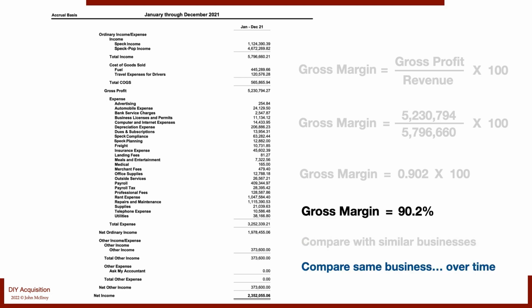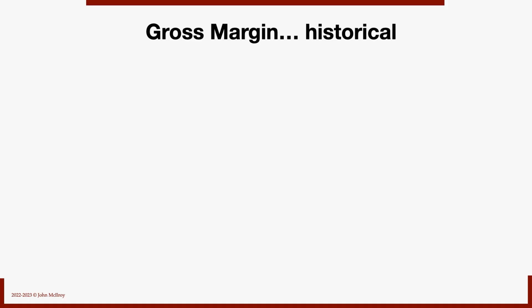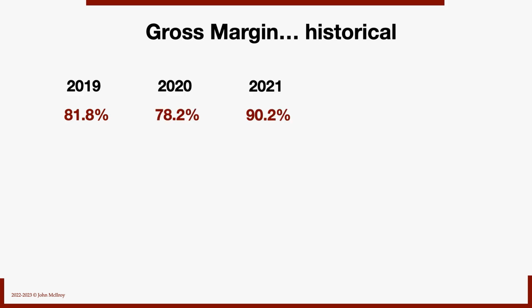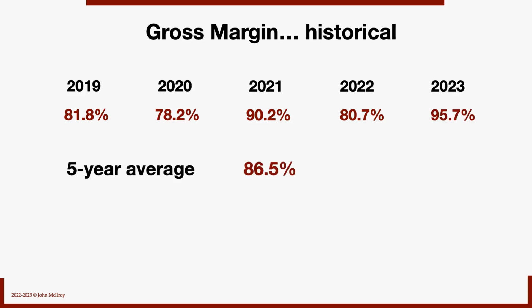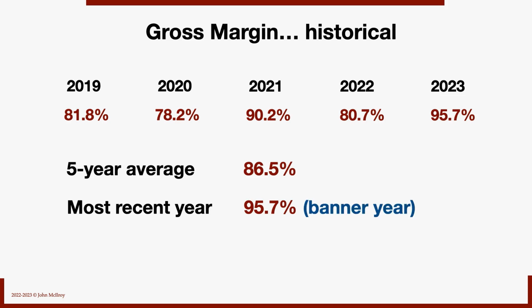We can also compare this business over multiple time periods to see if gross margin is getting worse or getting better. And if we do that, we can see that in 2019, gross margin was 81.8%. It bounced around a fair amount in 5 years. The 5-year average is 86.5%, but the most recent year, the year the business is for sale, is 95.7%. So are we in a situation now where people have been trying to groom the business for a banner year?